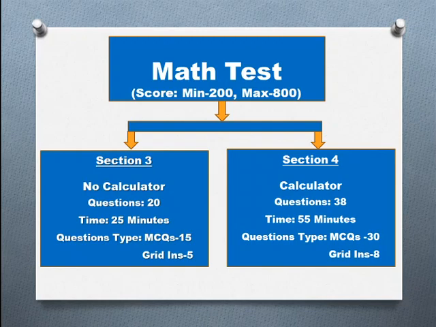So section number 3 is the no calculator section, and section number 4 of the SAT math test is the calculator section. Under this section there are a total of 38 questions. The time allocated to work out those 38 questions is 55 minutes. The types of questions here are MCQs and grid-ins again. There are 30 multiple choice questions and 8 student-produced response questions.